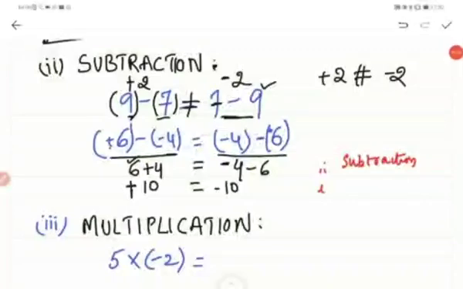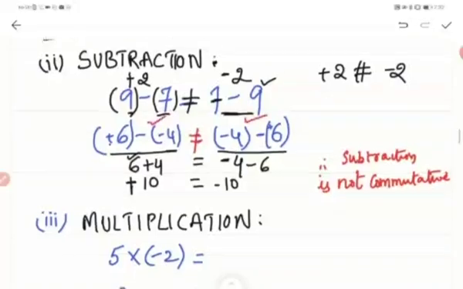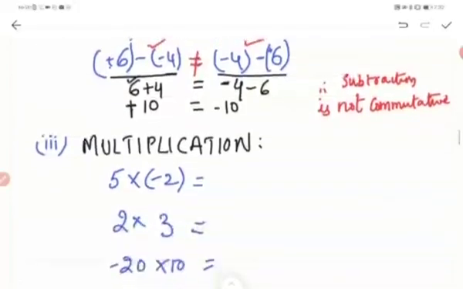Therefore subtraction is not commutative. For subtraction it is not commutative because the right hand side is not equal to the left hand side. You can just think of many more examples, and all the time you'll get the sign different.